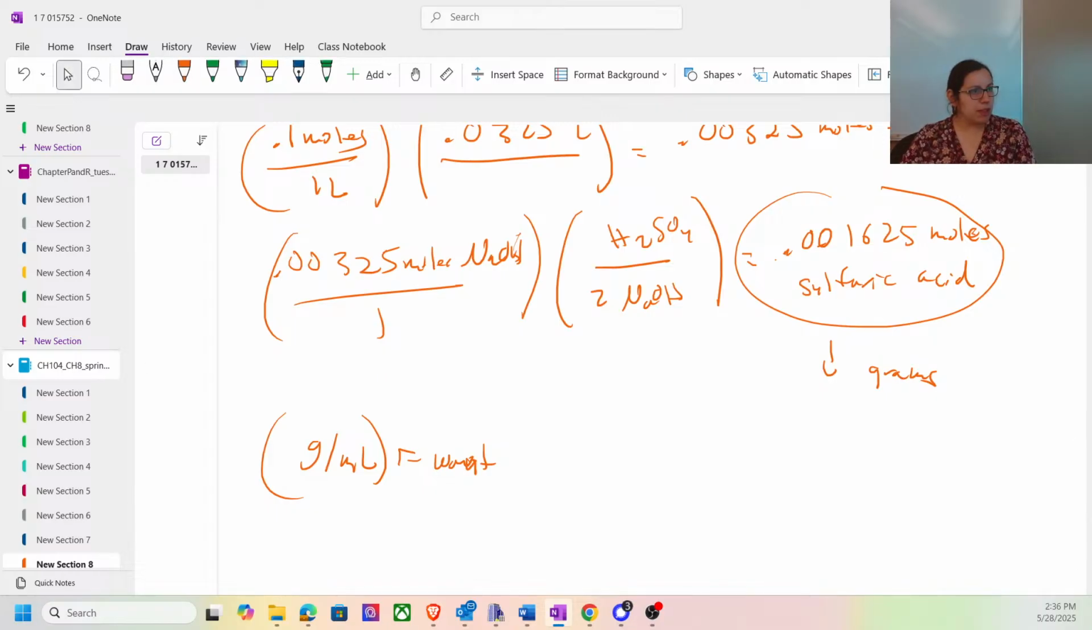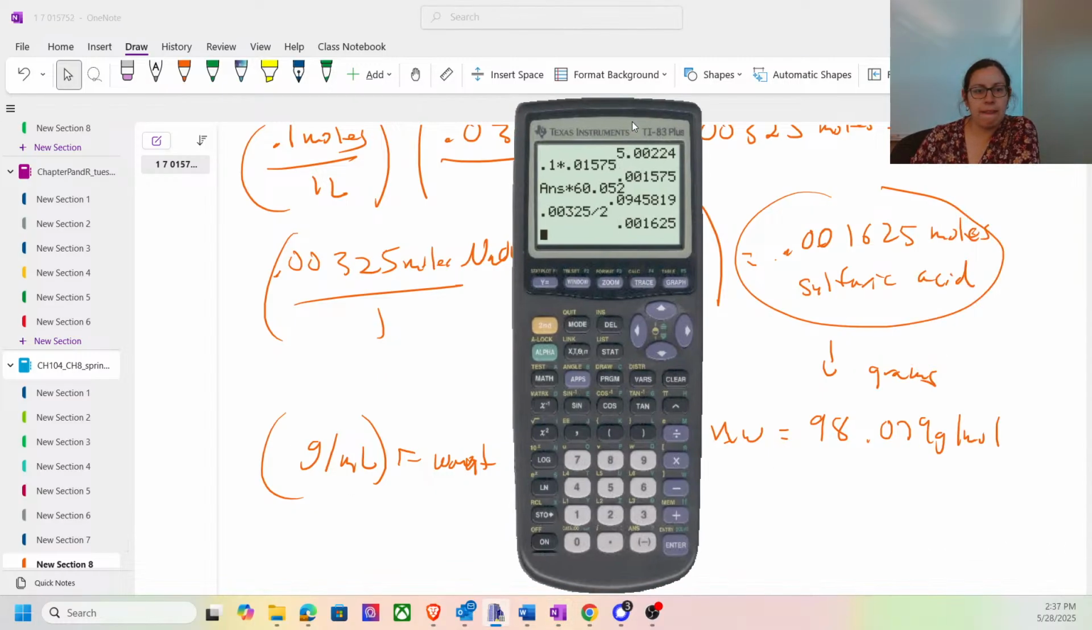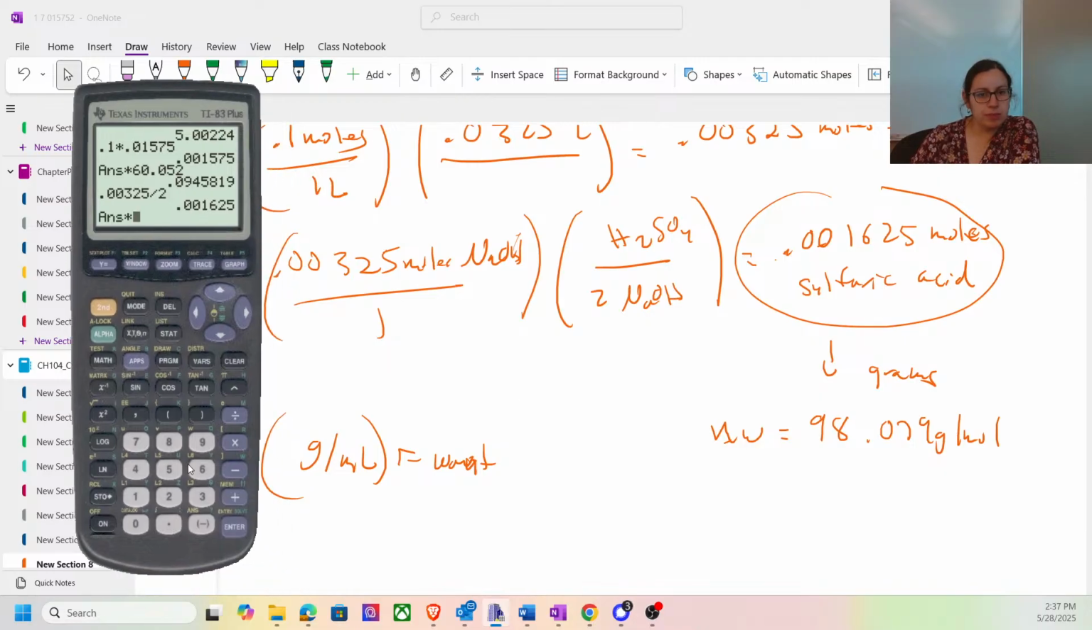So again, I'll look up the molecular weight of sulfuric acid. You could add it. And so our molecular weight, I just looked it up, is 98.079 grams per mole. So multiply that to get our total mass, just like before. So now that's the mass of sulfuric acid in my sample.